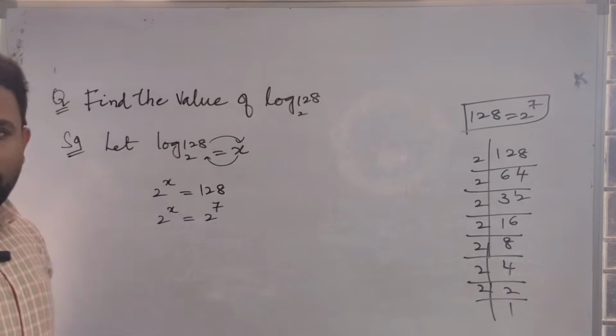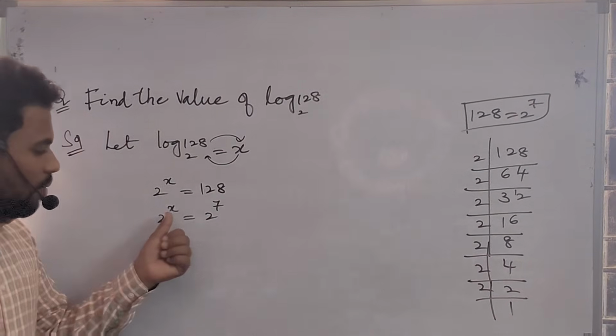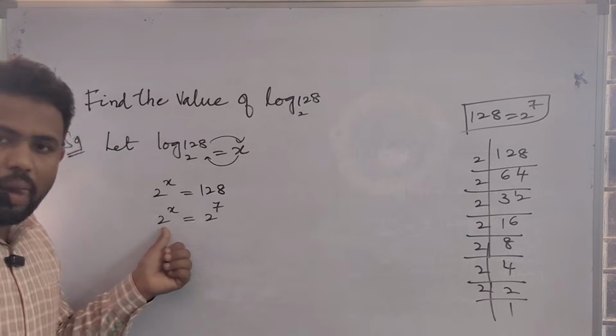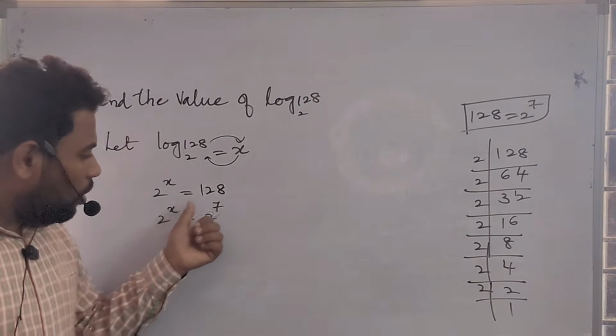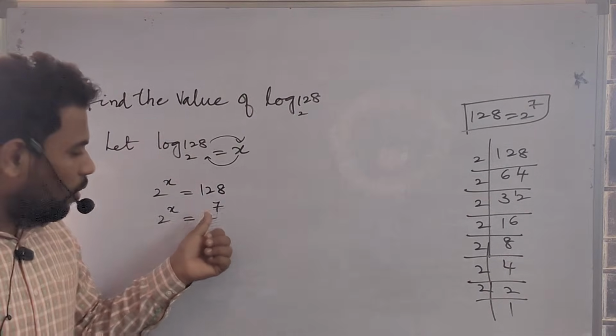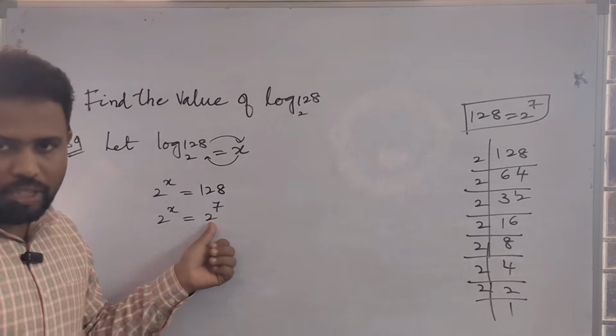Okay, one very basic point I would like to tell you. Our focus is the value of x, and x is in a power. And what is the base here? Base is 2. So whatever the value is equal to base 2 power x, we can also write it in the form of base 2.